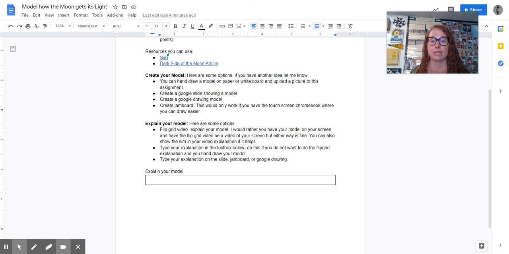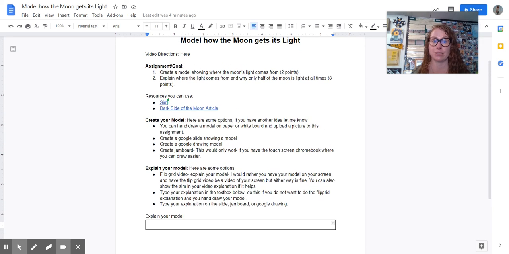Okay. You can type your explanation here. This would be especially for those students that are going to hand draw on paper, rather than handwrite, so I don't have to read your writing, especially when our pictures are not always the clearest. So you would type your explanation here. If you're going to do a slide, Jamboard, or Google Drawing, just make a text box on maybe a separate slide if it's in Slides, or somewhere in there, because your explanation again is 8 points. The model itself is only 2. All right, let me know if you have any questions, but that is the assignment.